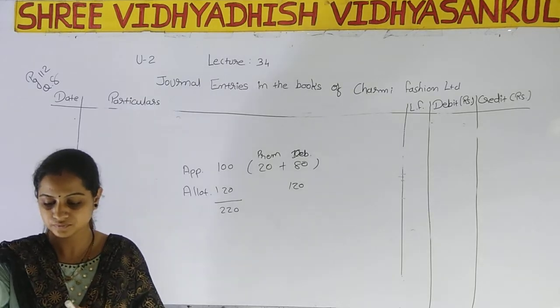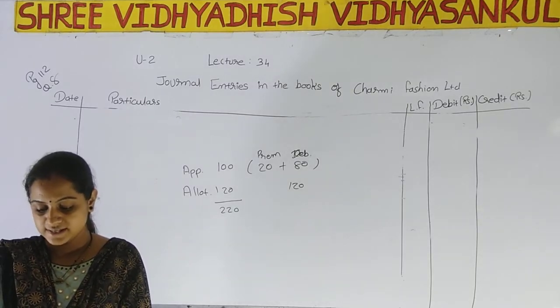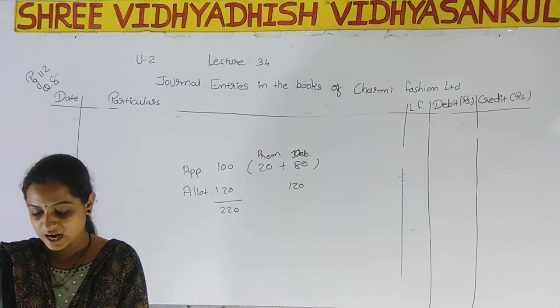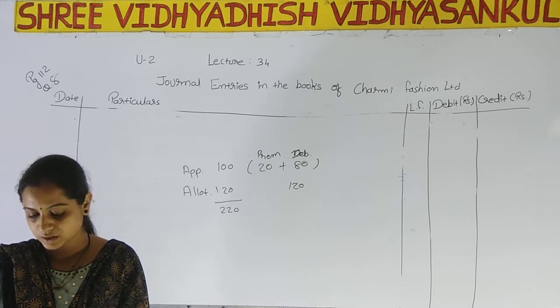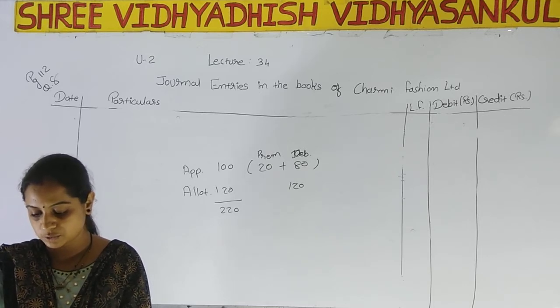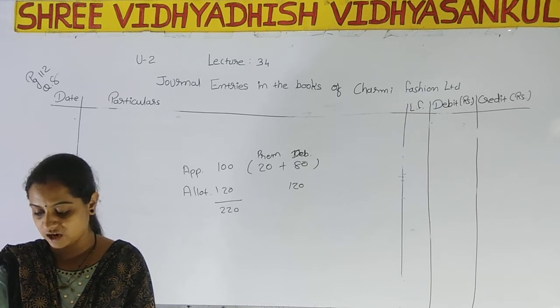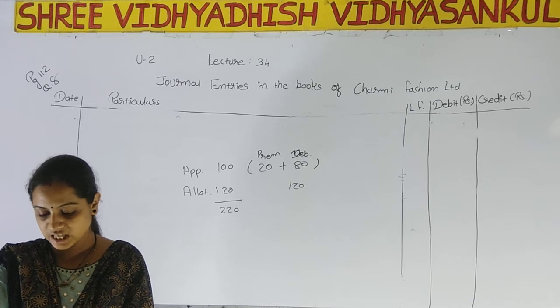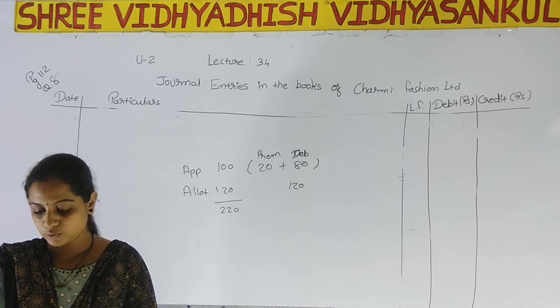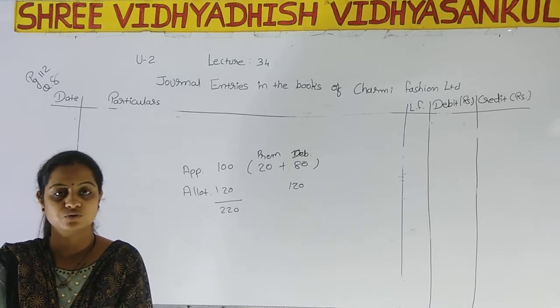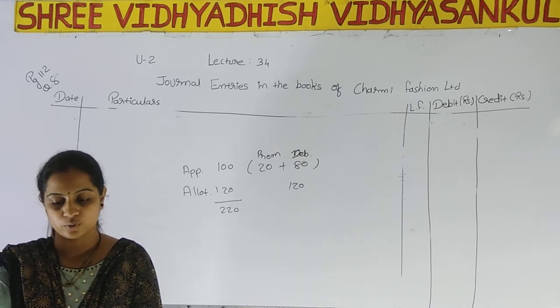Then these debentures were redeemable after 7 years. Applications were received by company for 1,50,000 and the allotment of 1,20,000 debentures is made on pro rata basis. That means here we have to do the calculation of pro rata.